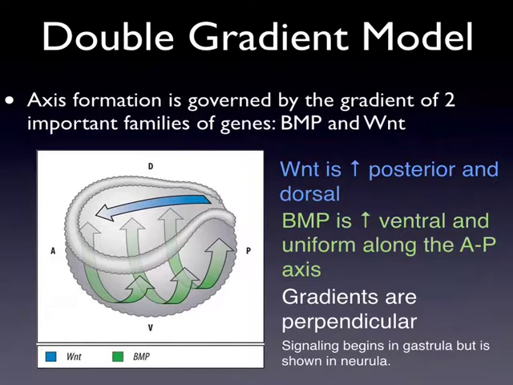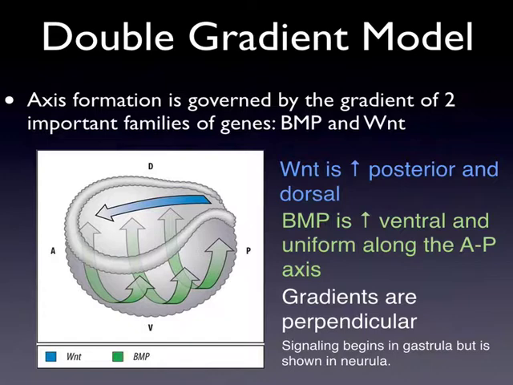All right, Wnt is dorsal and is in a gradient from posterior to anterior. So the highest concentration of Wnt is in the posterior region. The lowest concentration of Wnt is going to be in the anterior region.